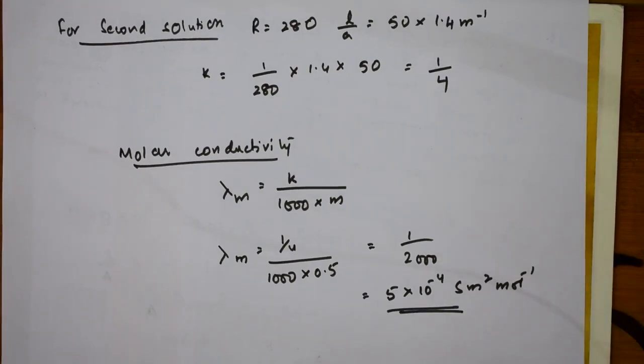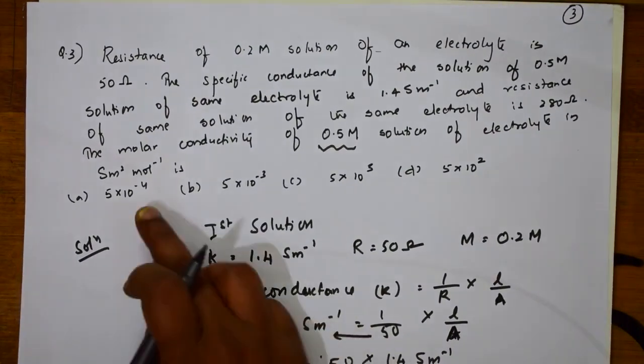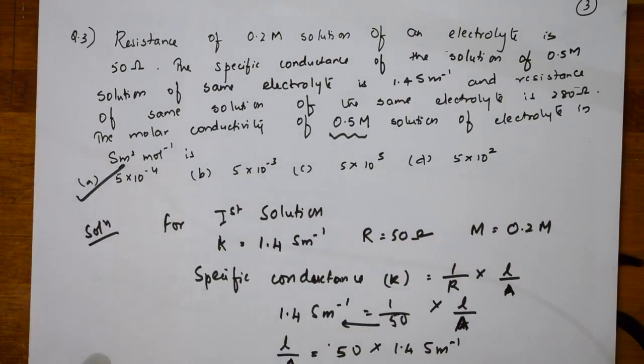That's it. This is the formula. So what is the answer? 5 into 10 raised to the minus 4, the first option. So the first option is the correct answer.